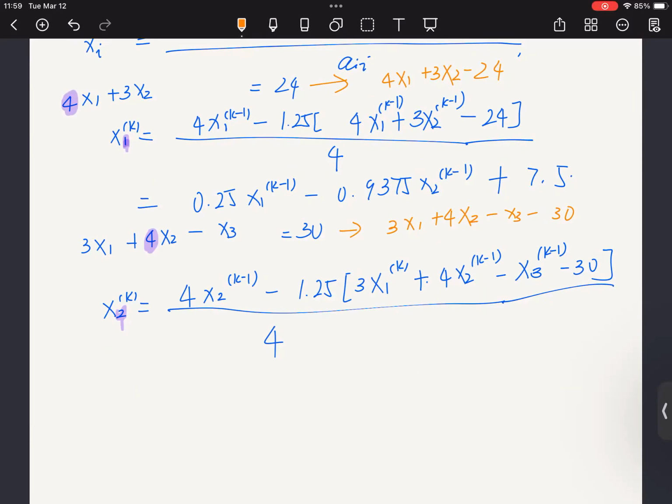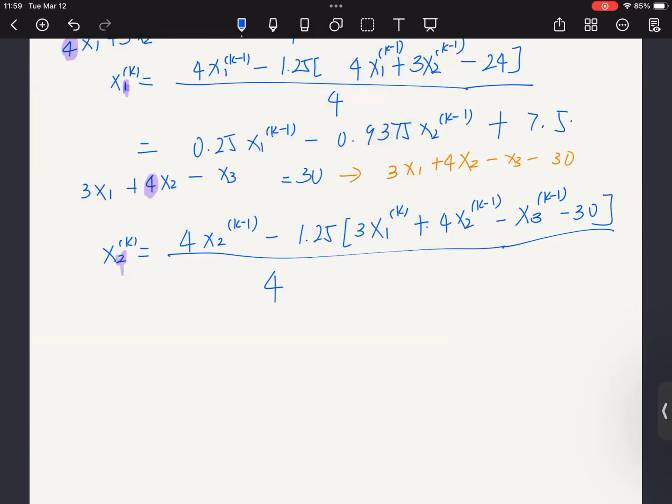It's easier to just get the expressions directly from the component-wise formula, if you want to calculate in your examples. By doing all the calculation here, combining all the terms, you will find that this one should be: subtract the 0.9375 x1^k, and then 0.25 x2^(k-1), and then plus the 3.25 x3^(k-1), and then plus the 9.375. So you will see I will take a lot of time to compute the value here.